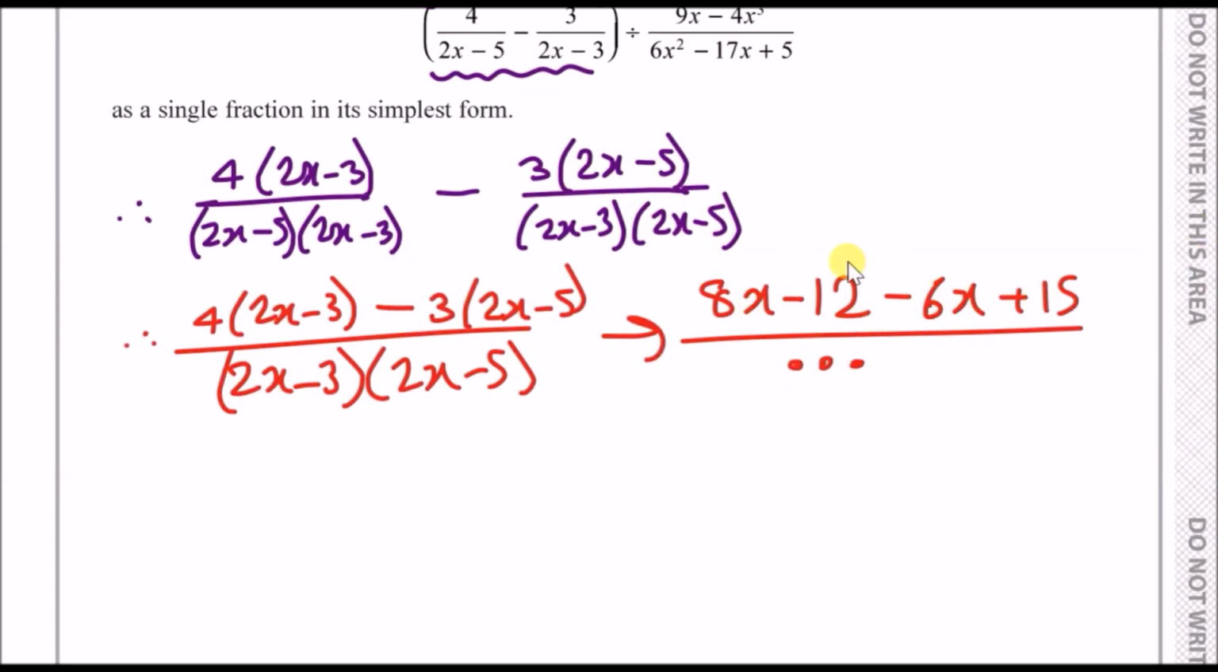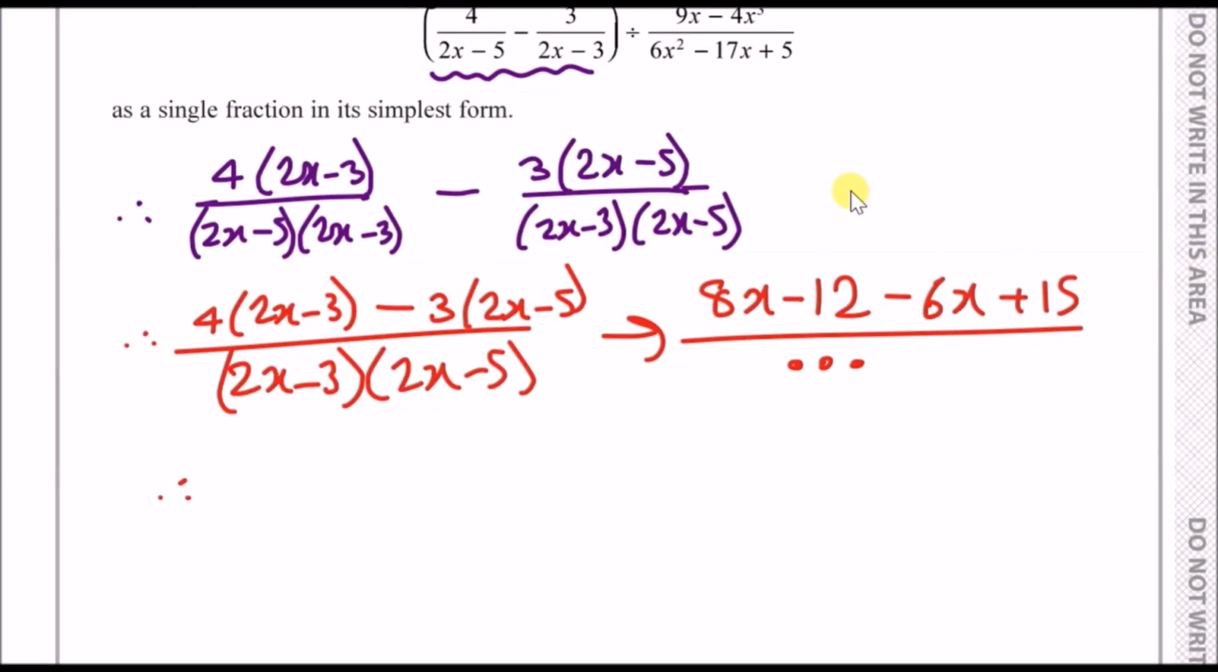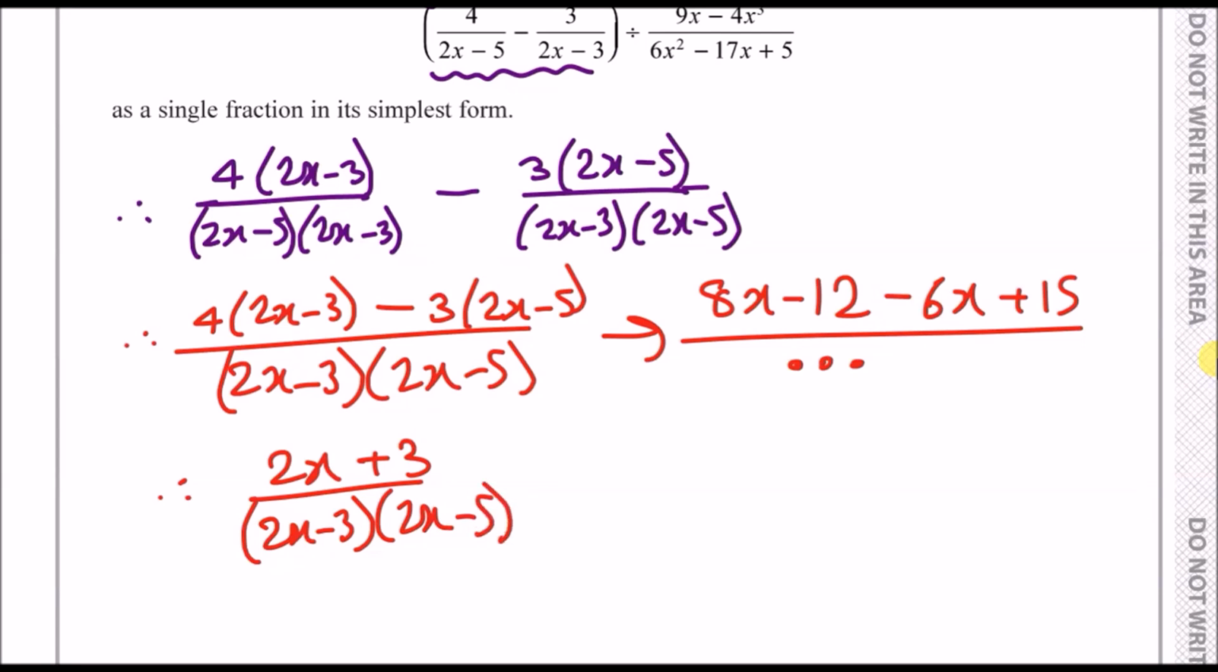Now, tidying up the top half here, it's going to be 8x, take away 6x, which is 2x. So we're going to have something like 2x, and then minus 12 plus 15 is plus 3. All of that over 2x minus 3 and 2x minus 5. Okay, I was kind of hoping this would be a minus 3 so we can cancel it, but we can't right now, yeah? So always, always double check if everything's good, yeah? But at the moment, this is what we have.